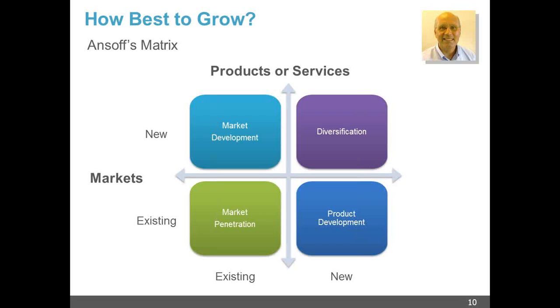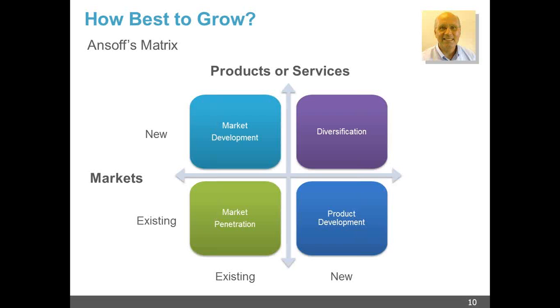So if we just look at this in the lower left-hand quadrant, market penetration, we should start there, of course, because we're talking about existing products or services serving existing markets, so increasing our penetration. From a risk point of view, it's the safest thing to do to stay in that quadrant and continue to penetrate that market. You know those markets, and you've already got success in it.